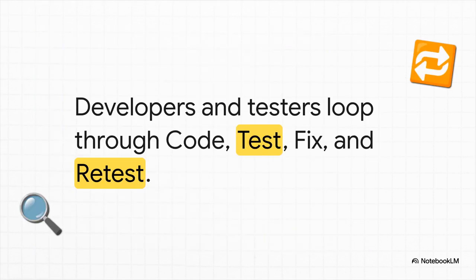And it forms this continuous looping cycle. The developer writes the code, and then the QA engineer runs a test. If they find a bug, and they usually do, they send it right back for a fix, and then they retest it. They just pass that baton back and forth over and over until our food delivery app runs flawlessly. It really shows how deeply connected the team has to be.